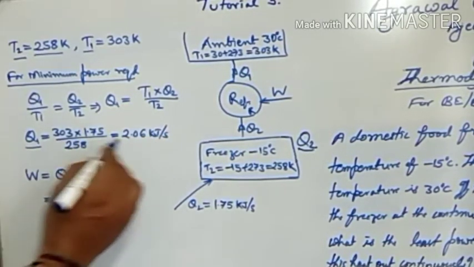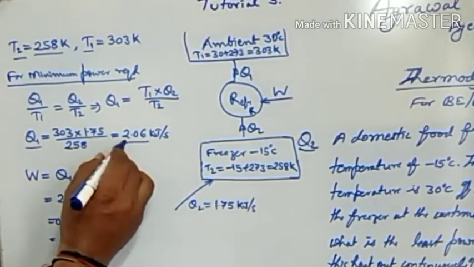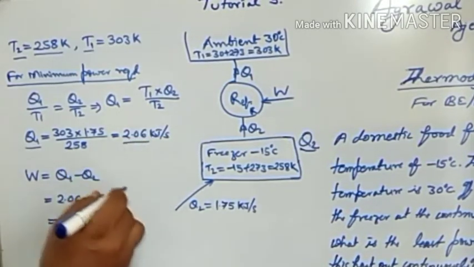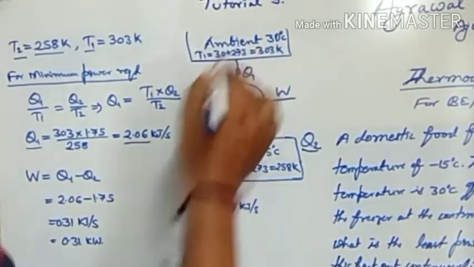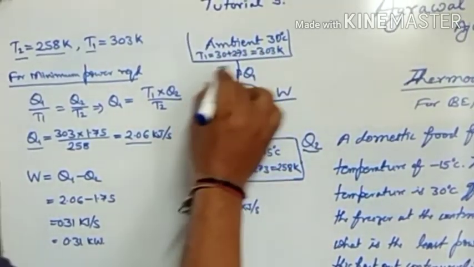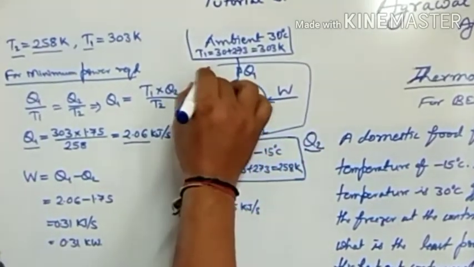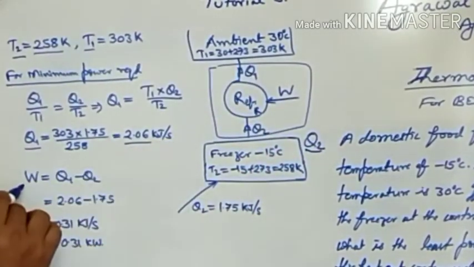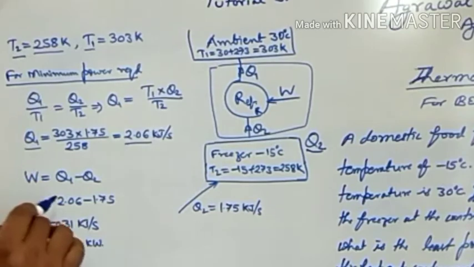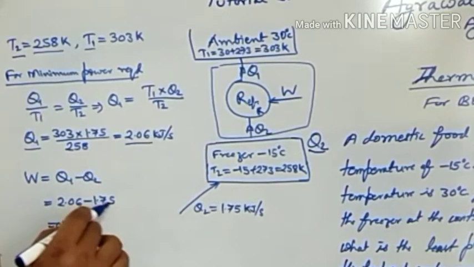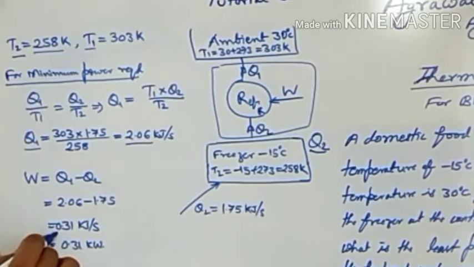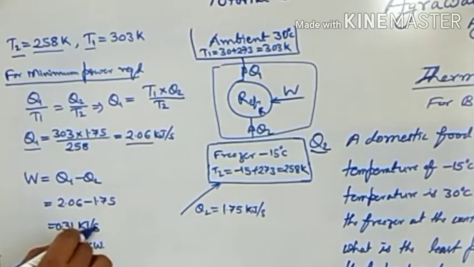Substituting the value, we get the value of Q1, that is 2.06 kilojoules per second, is rejected by this refrigeration system to the ambient temperature. If we apply the first law of thermodynamics, then W is equal to Q1 minus Q2, that is 2.06 minus 1.75, so it comes out to be 0.3 kilojoules per second.